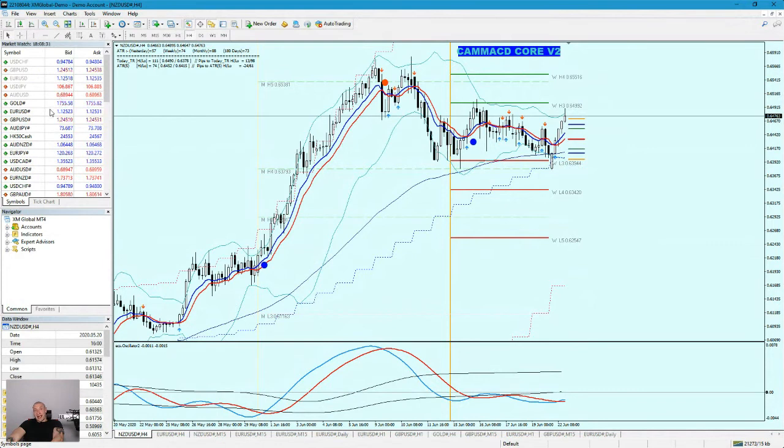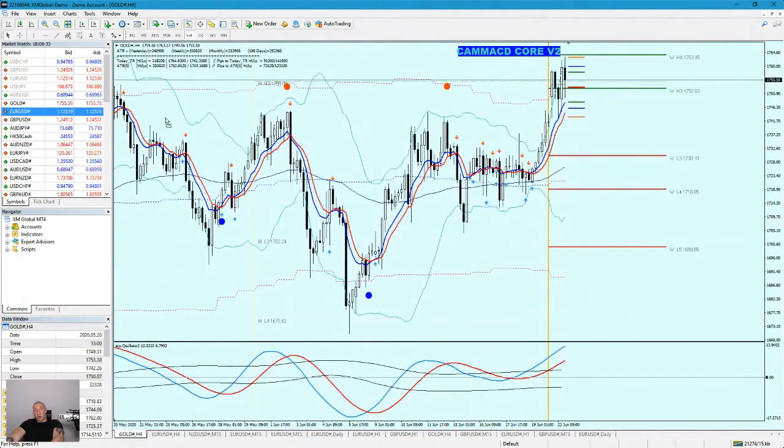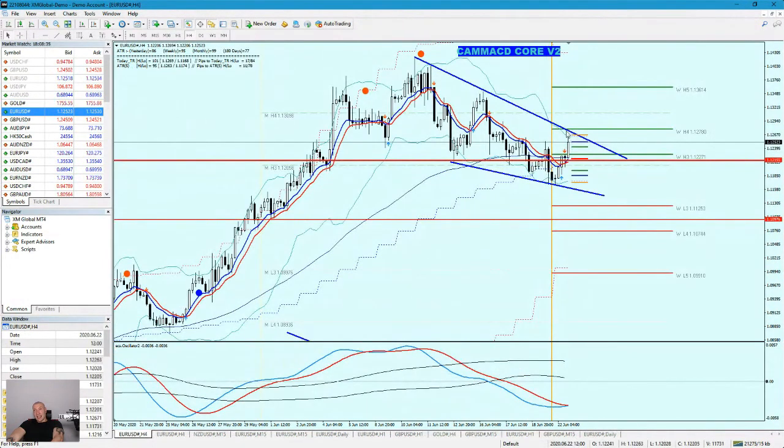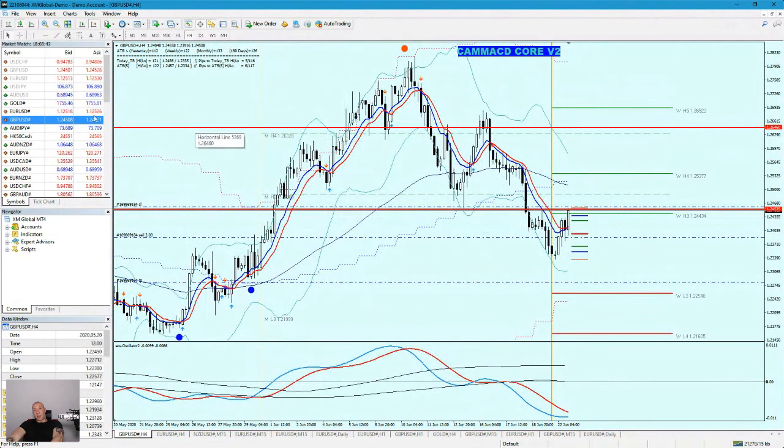What I expect, again, I told you: gold long, euro dollar short if it doesn't go above 1280, and GBP dollar, if it doesn't go above 2460, I think we can be shorting this again. On 4 hour, no setups. On lower time frames, there could be some setups.